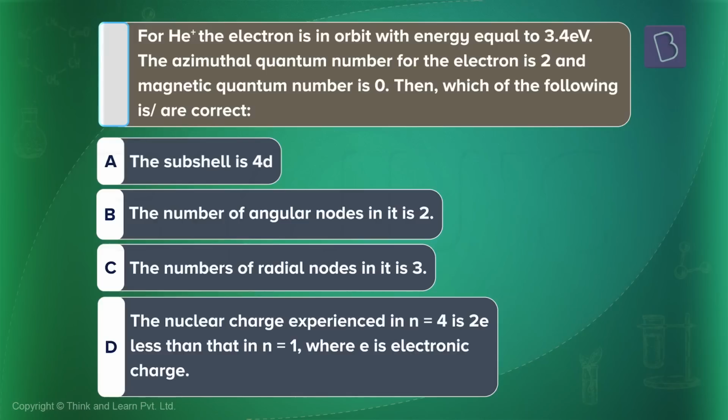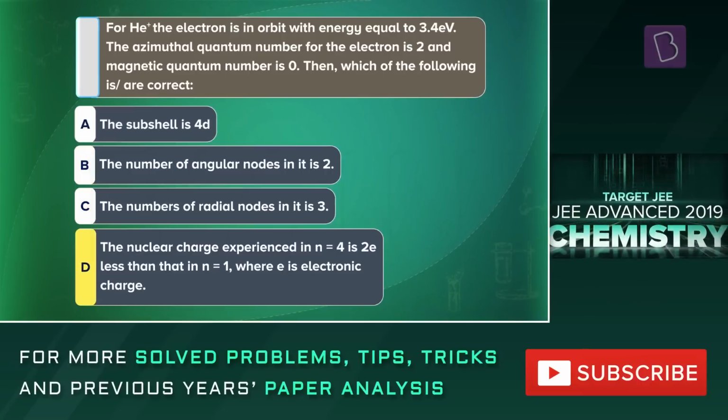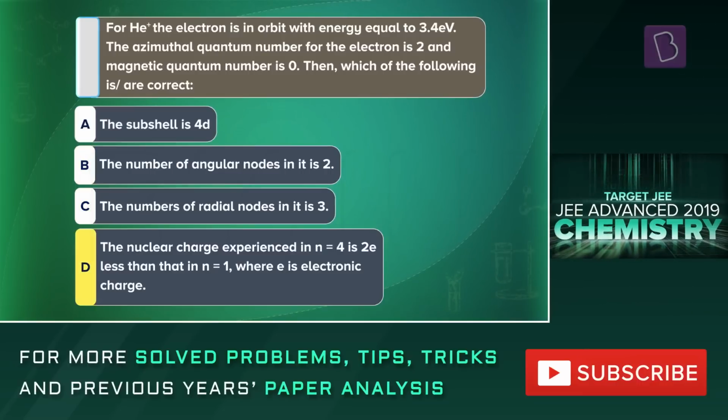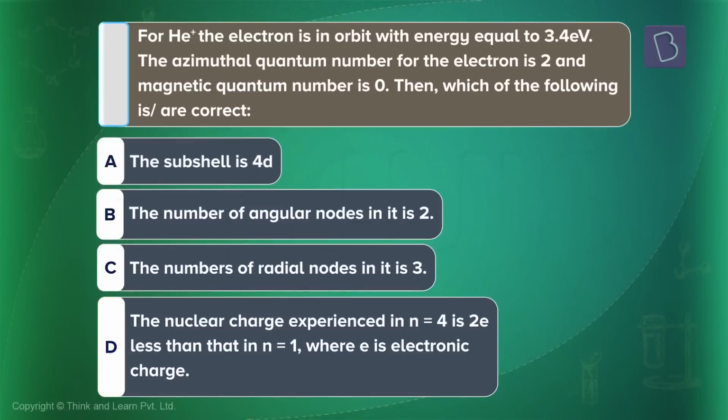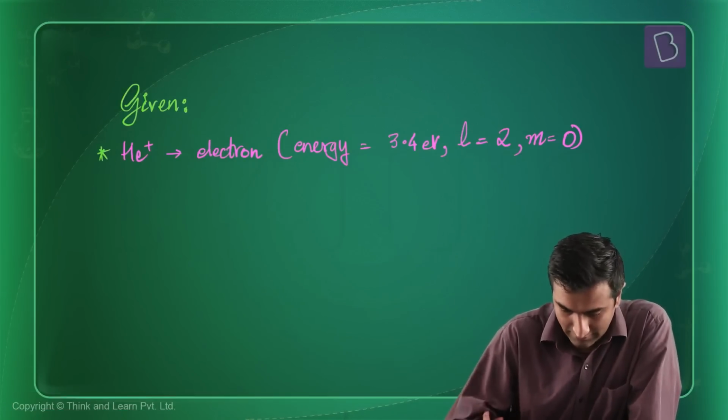The question says the subshell is 4D, the number of angular nodes is 2, the number of radial nodes is 3, and the nuclear charge experienced in n equals 4 is 2e less than that in n equals 1, where e is electronic charge. You're going to deal with options A, B, C, which are okay. D looks like you're talking about the screening effect and stuff. Scary, right?